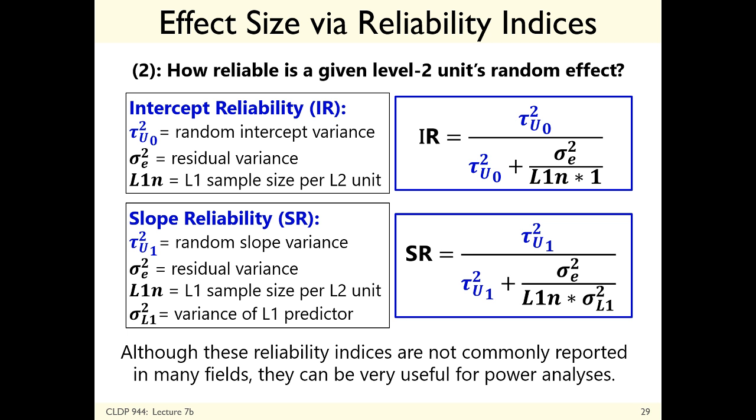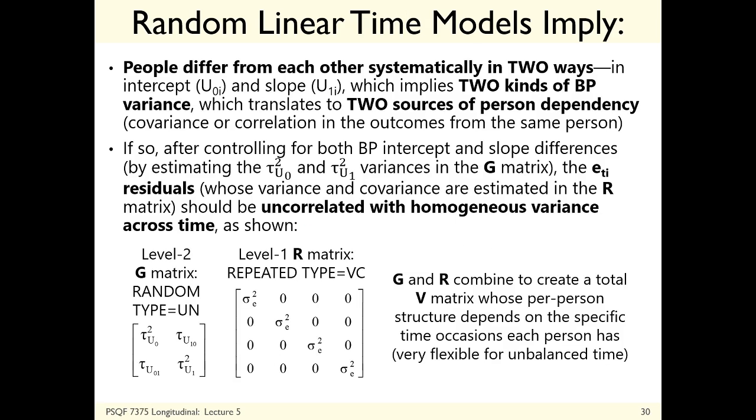Like I said, I don't typically see it reported. Intercept reliability more often than slope reliability. But that's how I would convey effect size.